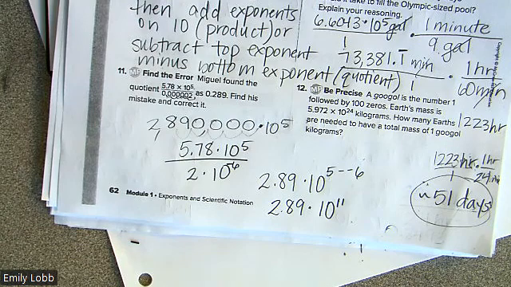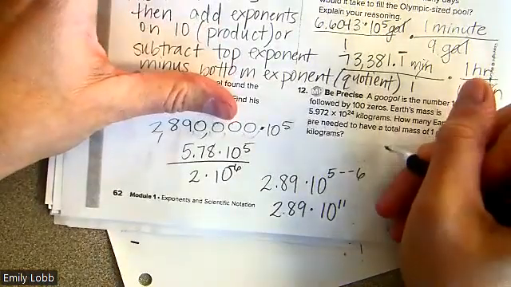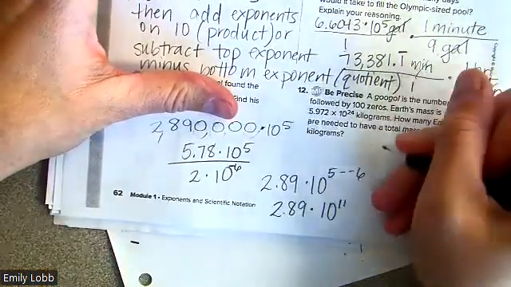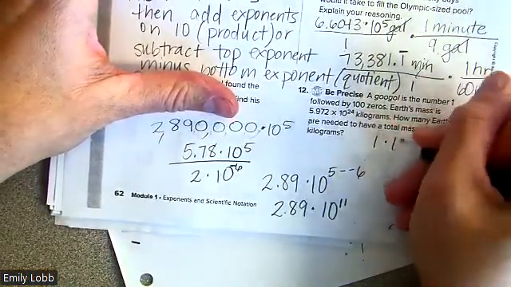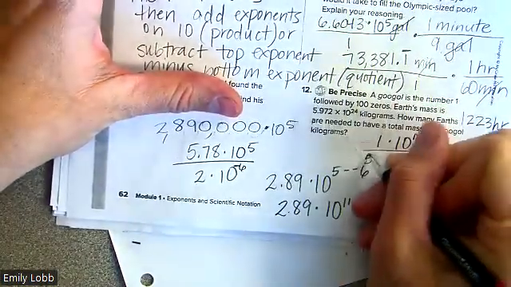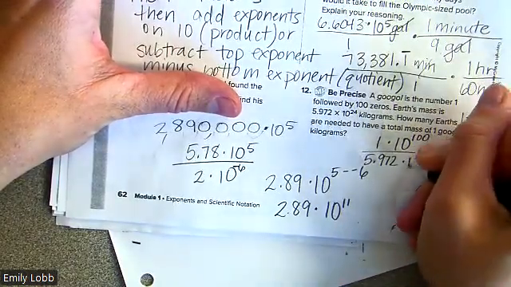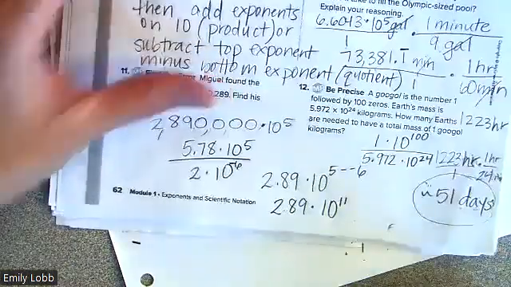All right, a googol is the number 1 followed by 100 zeros. Earth's mass is this. How many Earths are needed to find a total mass of 1 googol kilograms? So 1 followed by 100 zeros. This is 1 times 10 to the 100, divided by 5.972 times 10 to the 24.